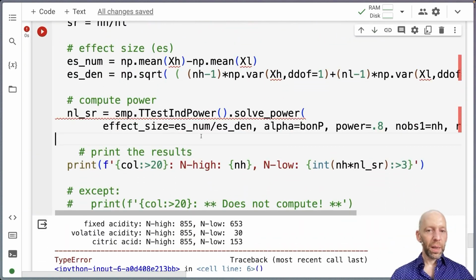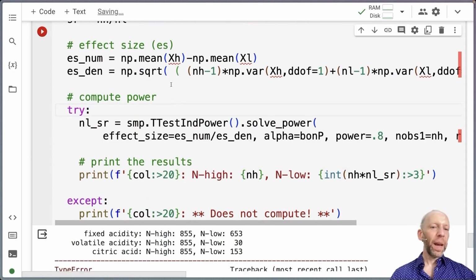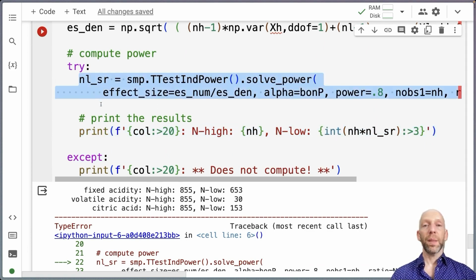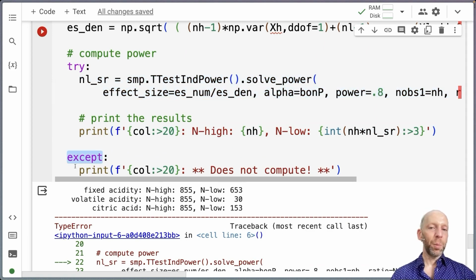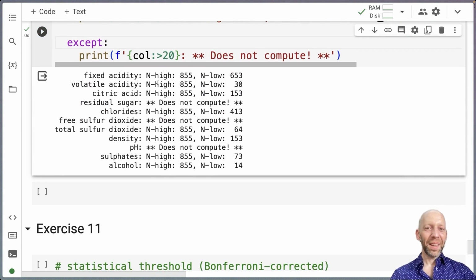Okay, so let me put back all of this stuff here. That's why I have this try and except statement. Basically, it's going to do this, except if this line of code produces an error, in which case it will go to this exception and print out the variable name and "does not compute," like a good little robot. Okay, so here we see the required sample sizes for these 2 different groups.